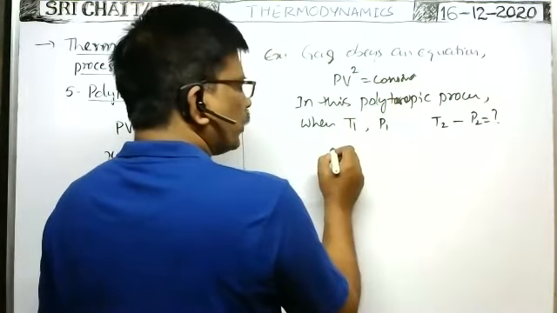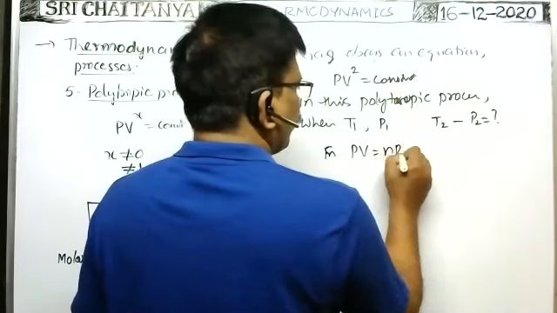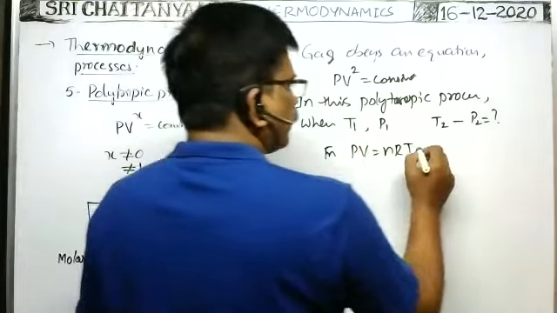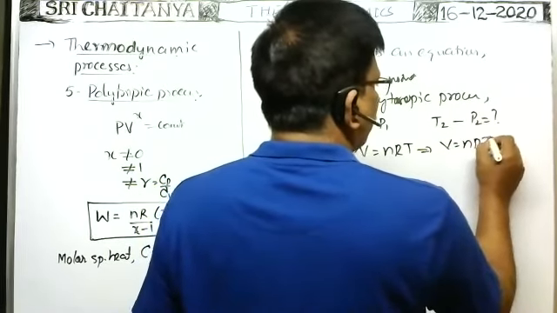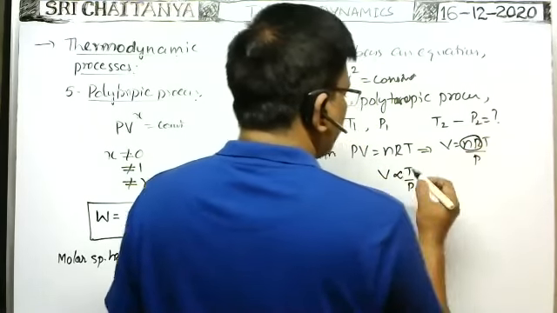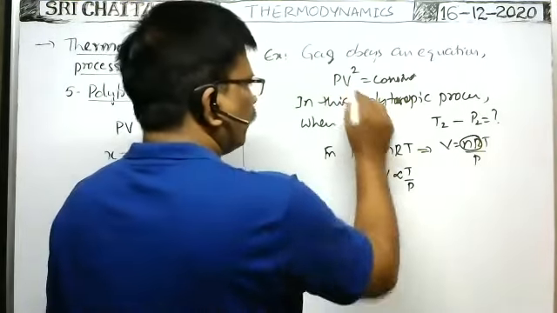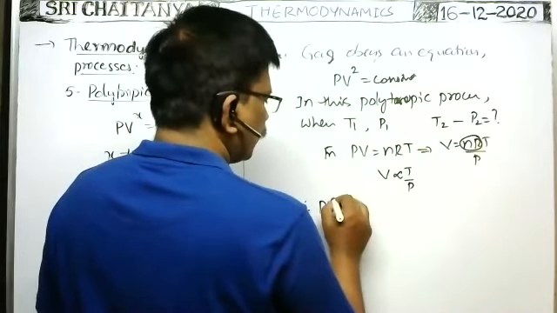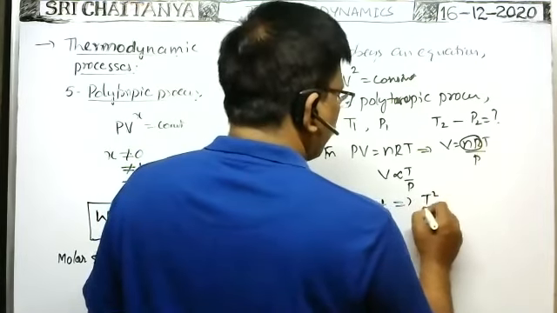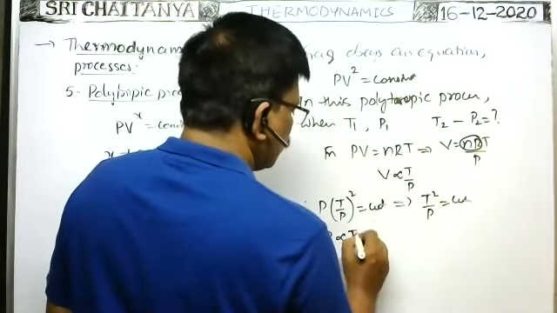In any process, the gas obeys the ideal gas equation. So from the ideal gas equation, PV is equal to nRT. We need the relation between P and T; V should not be there. So V is equal to nRT by P. nR is constant, that's why V is proportional to T by P. Now we substitute this relation here. Therefore, P into T by P whole square is equal to constant. That implies T square by P is equal to constant, or P is proportional to T square.